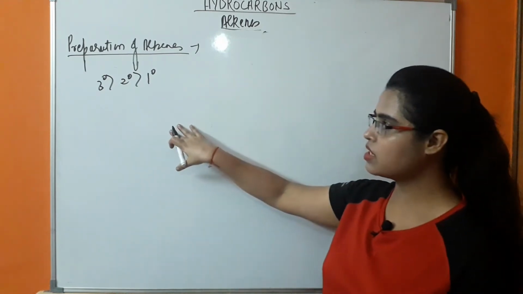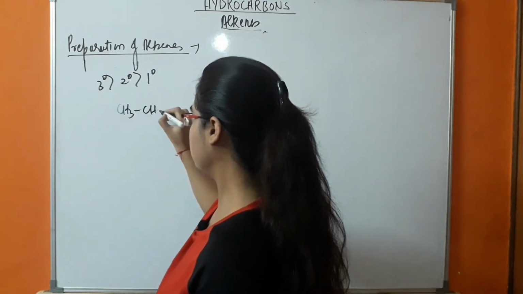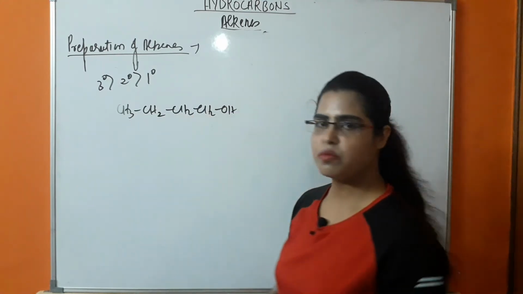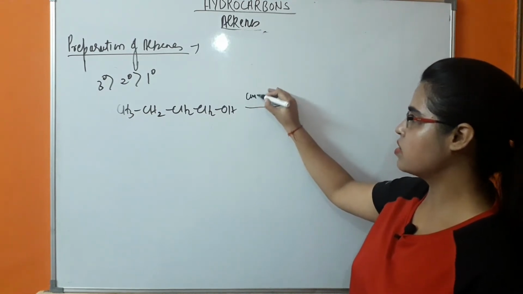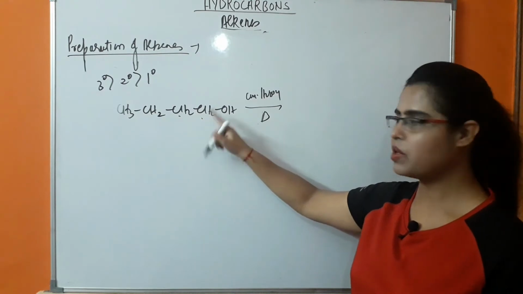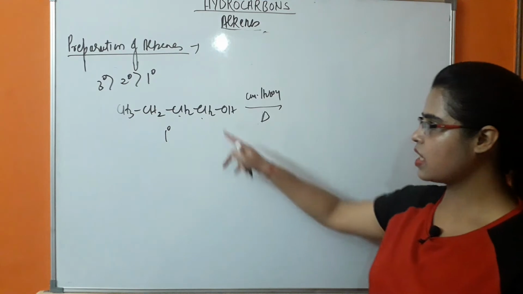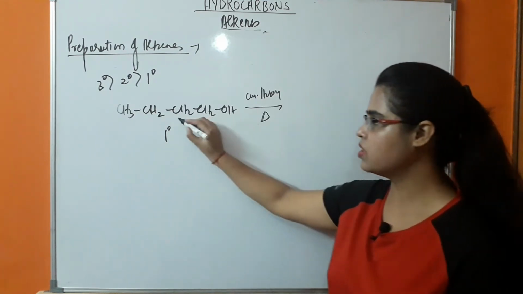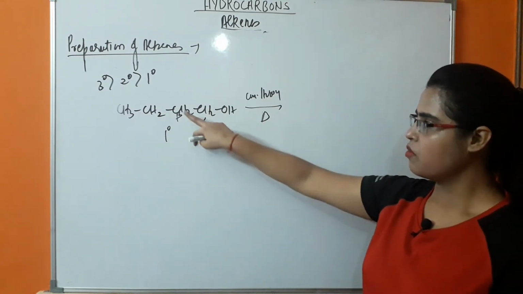So what will happen in this case? Example, if we take 1-butanol, in the presence of concentrated H2SO4 and heat. This is a 1 degree alcohol, butanol. In this case OH will be removed from the alpha carbon and hydrogen will be removed from this beta carbon. So what is happening in this case?